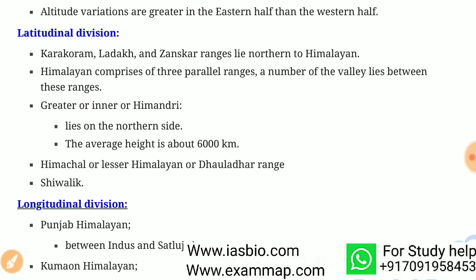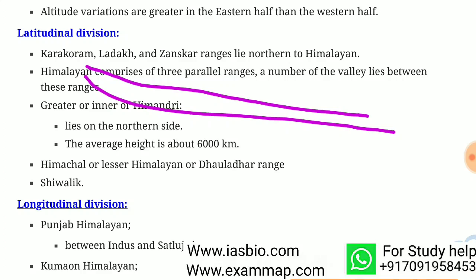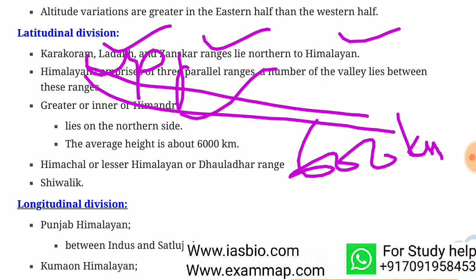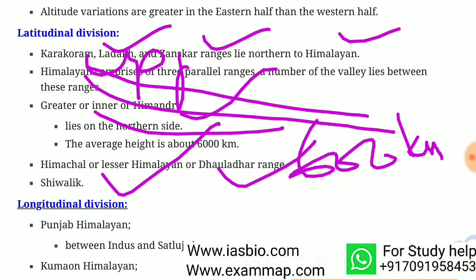In the Himalayan mountains, there are three parallel ranges, and between these ranges we have Karakoram, Ladakh and Zaskar and other ranges. The first, upper one is the Greater or Inner or Himadri range, which lies on the northern side and has an average height of 6000 m. Lower than the Greater Himalaya, we have Himachal or Lesser Himalaya or Dhauladhar range, and the southern one is the Shivalik range.